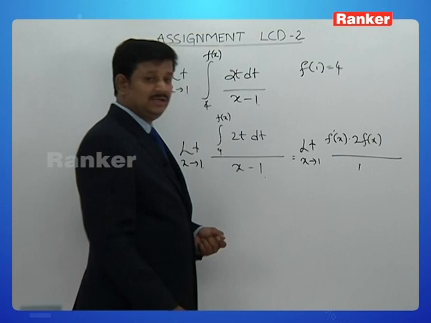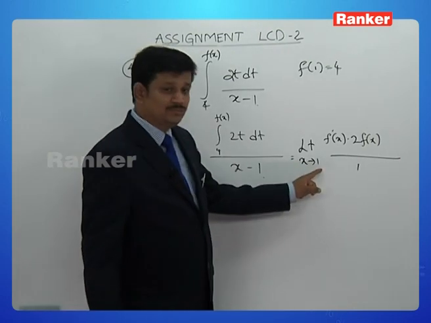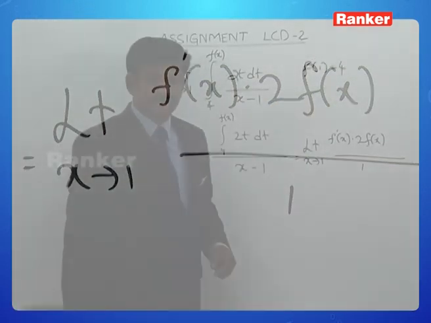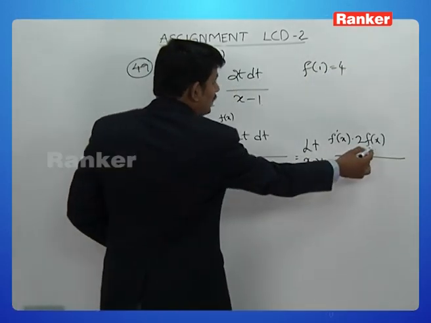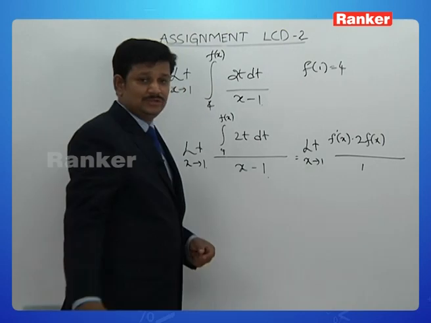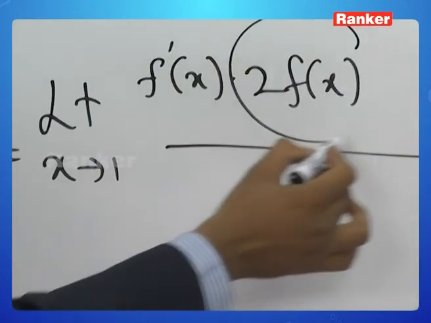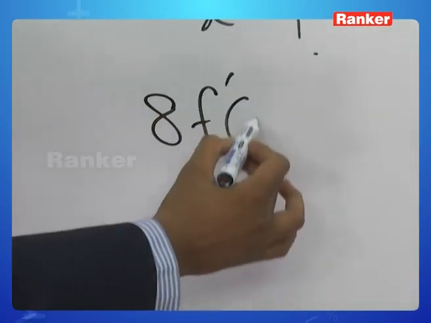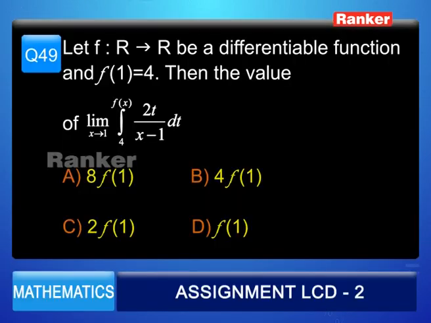So our limit is now the limit as x tends to 1 of f dash of x into 2 into f of x. As x tends to 1, f of x tends to f of 1, which is 4. So this number is 8, and 8 into f dash of 1 will be our answer. So the answer is 8 into f dash of 1, which is answer A.